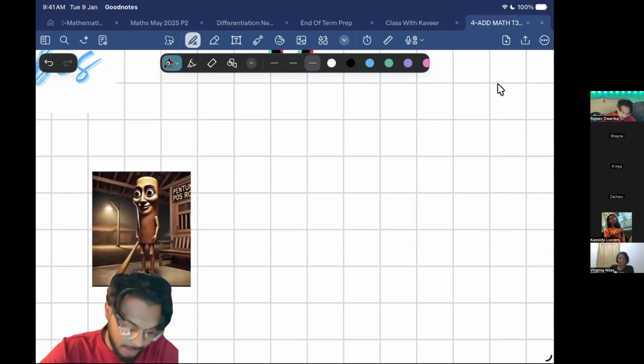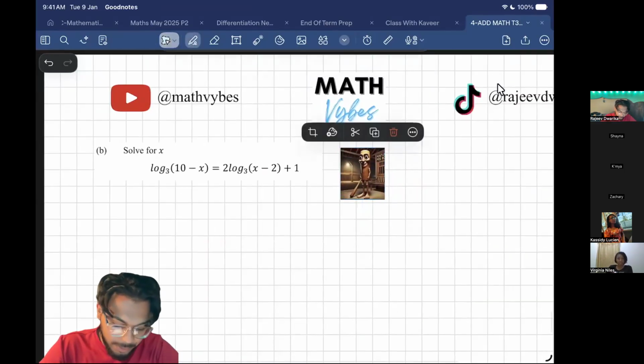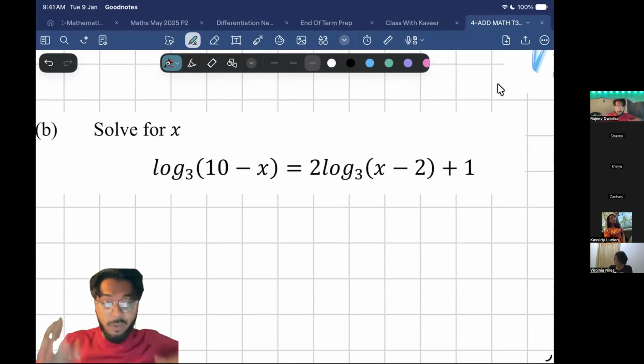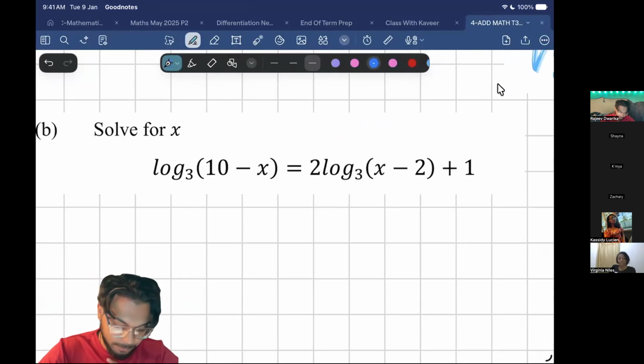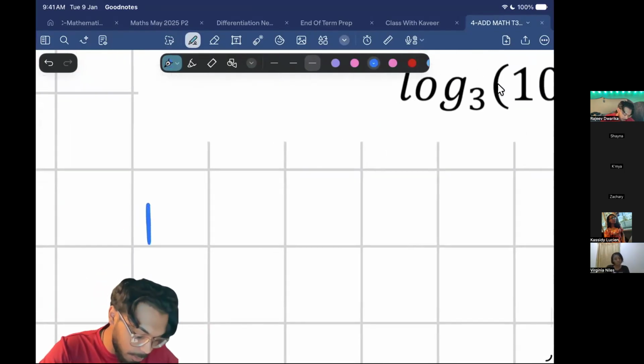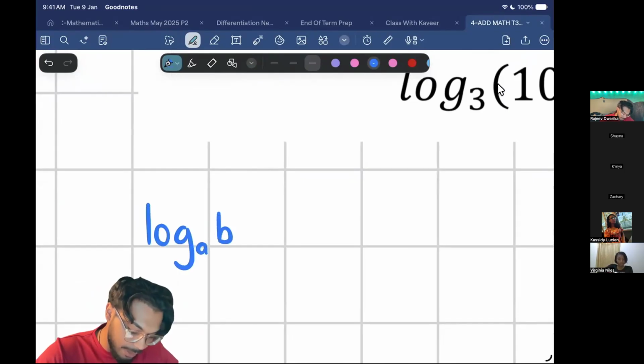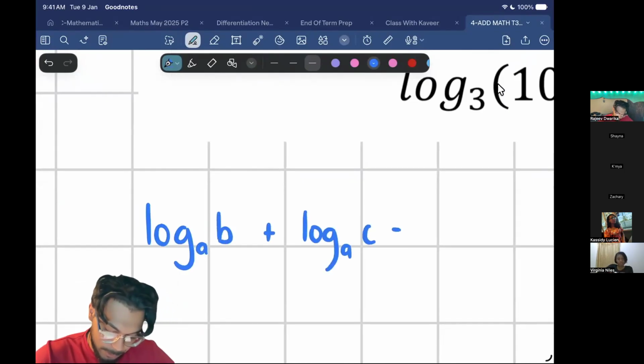All right. So Sheena, let me look at these steps. Is it the same steps for all these questions, right? Number one, before we do anything, you need to know your rules for logs. The first thing we're going to look at is the product rule. If I have log base a of b plus log base a of c, what will that be equal to, Sheena?